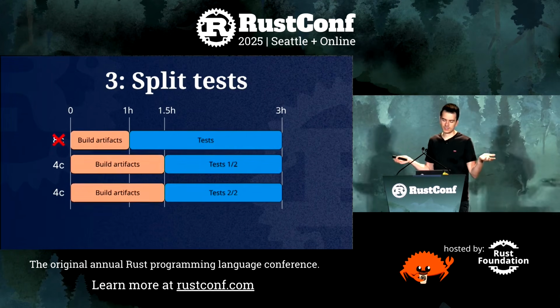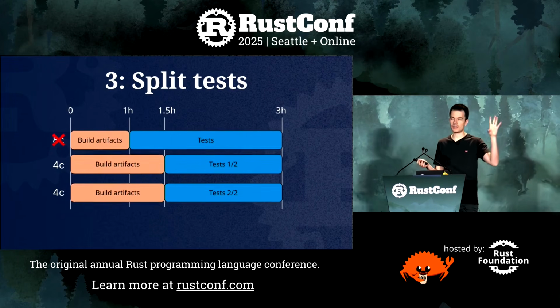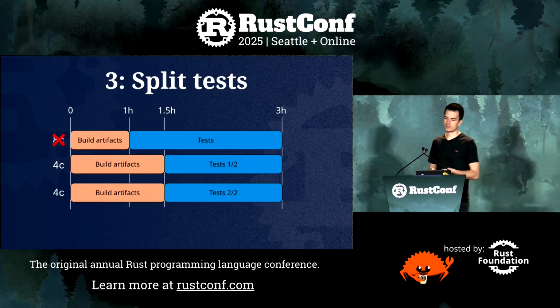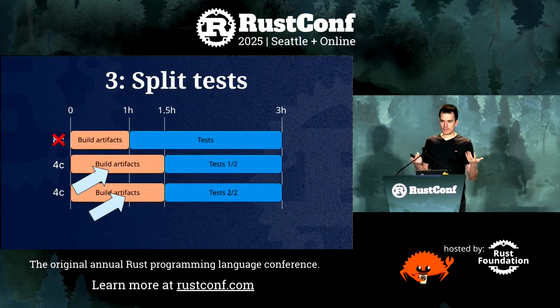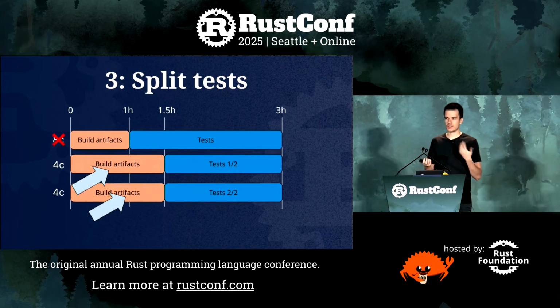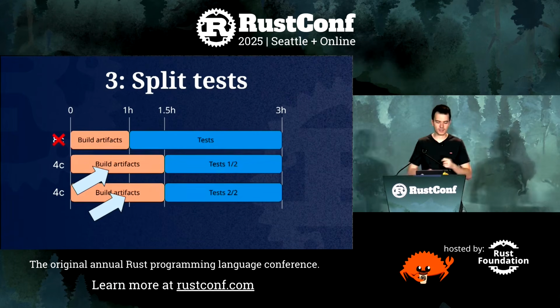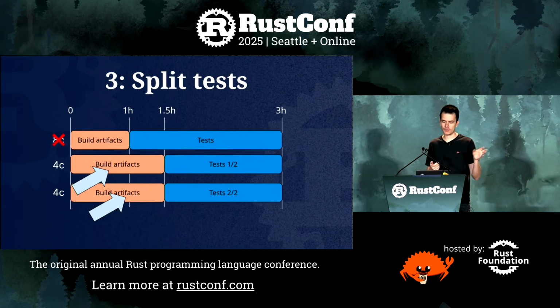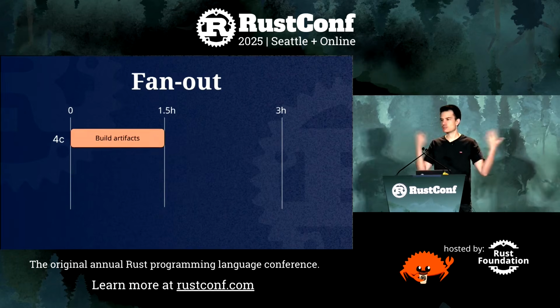So in this case, we can get rid of one large runner by replacing it with 2 or more standard runners. Of course, this approach comes with an inefficiency, because you see that we build the artifacts twice. Basically, we do the same thing twice. And this can be solved with fanout. This is something that we could implement in the future if you want.